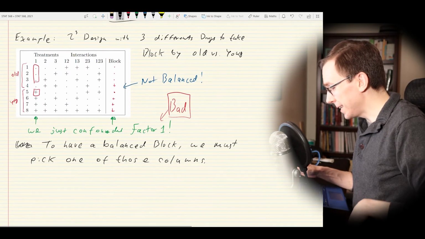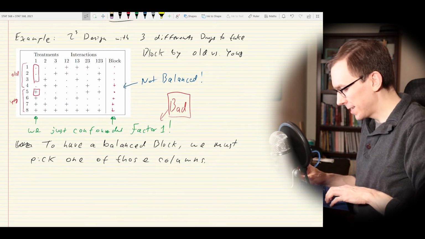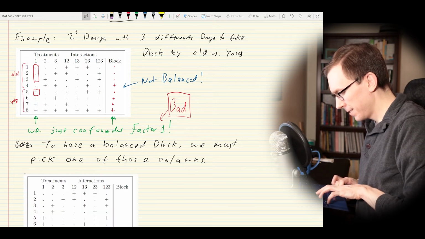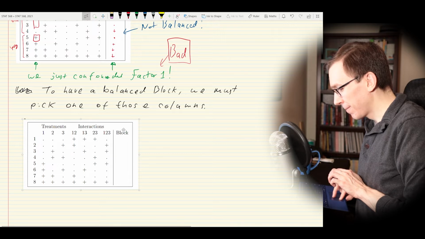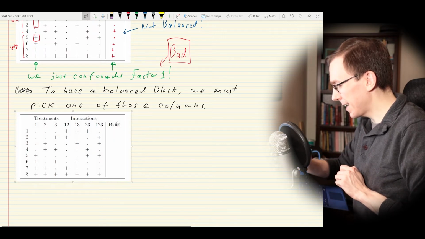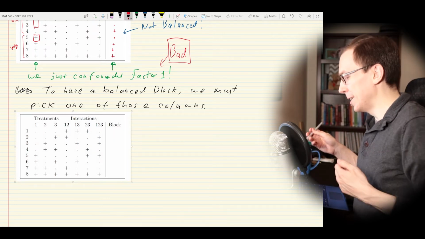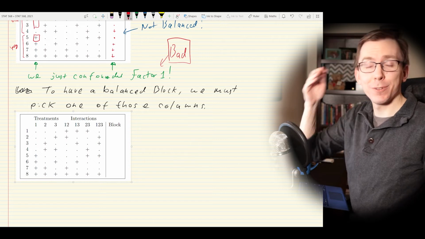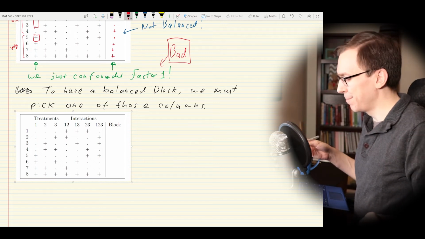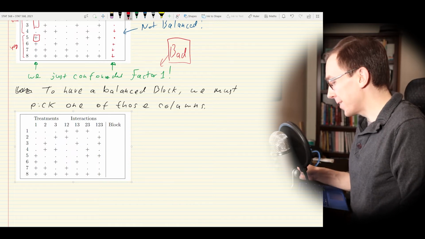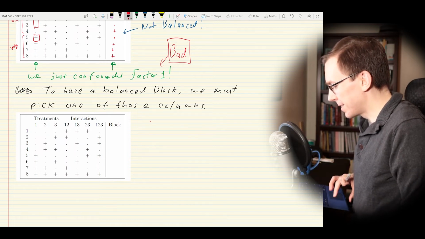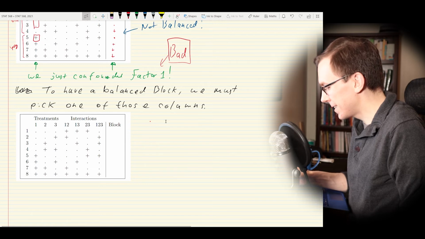Okay, so what we really need to do is take this and decide which column we want to confound, which would be the most reasonable one to basically destroy. And in this case, unless it's a very strange testing scenario, the answer is we want to confound the highest order term.